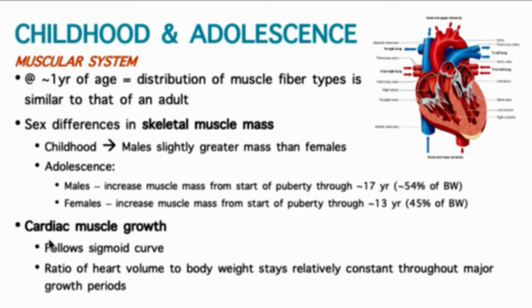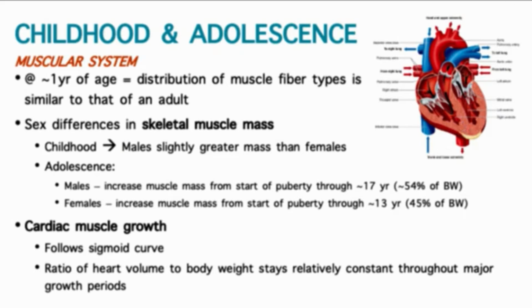Fun fact. We also have cardiac muscle growth, which is our heart, but very, very important. And cardiac muscle growth follows a sigmoid curve. The ratio of heart volume to body weight stays relatively constant throughout major growth periods, though. And we can think about this as kind of being a functional growth, because if our heart just grew in a linear way, essentially we're just gonna be pumping a lot more blood than we technically need.